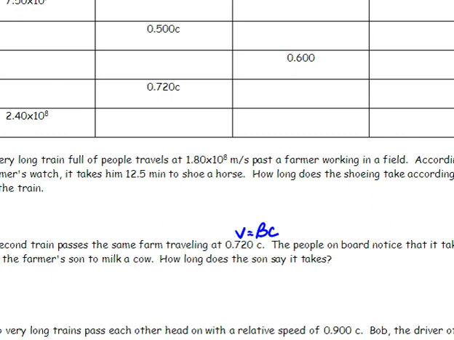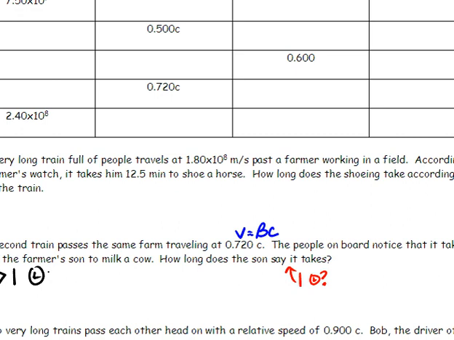We want to know the end goal here. How long does the farmer's son say it takes for him to milk the cow? Well, he's a single person. He's only got 1 clock. So we want the 1 clock time. And what do we know about the 1 clock time? Well, we know that the 1 clock time is smaller than the 2 clock time. 2 clocks always measure more time than 1 clock. The observers measure more time than the single clock, the single person.